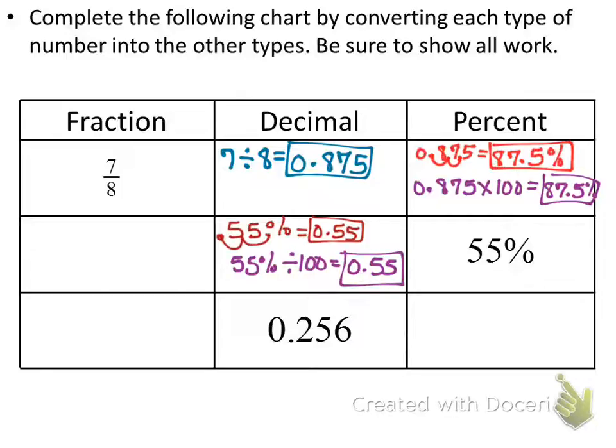Try it, Tanisha. You don't even have to say 0 or and, because there's not a whole number in front of that decimal. 55 hundredths. Good. Okay, now we need to find the fraction.